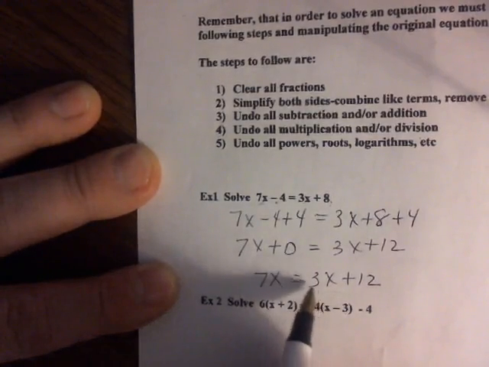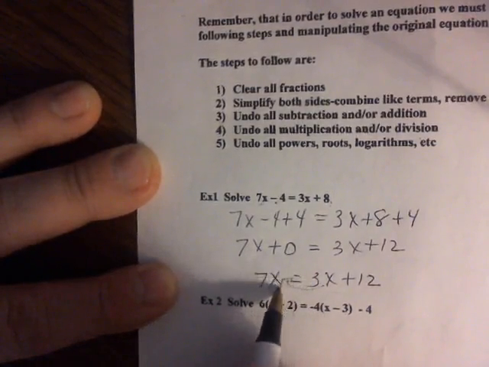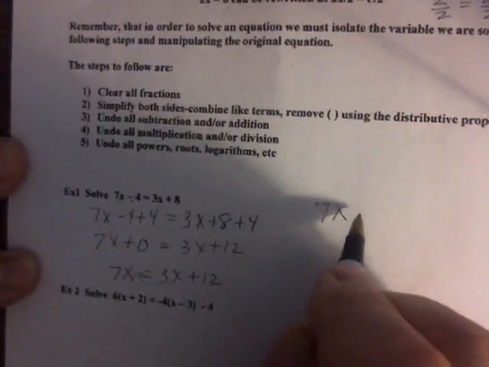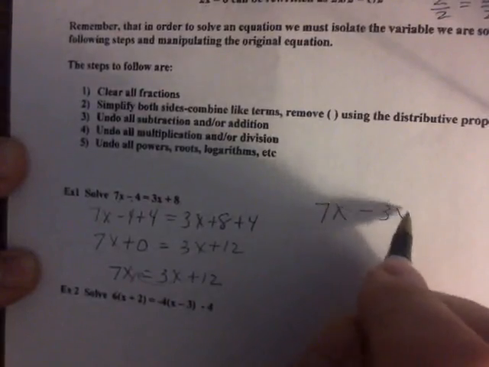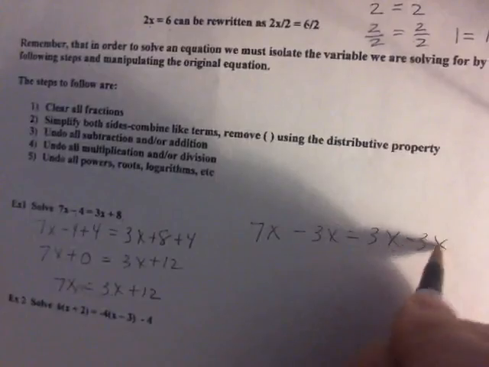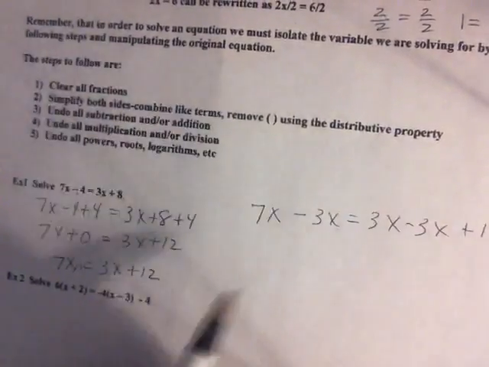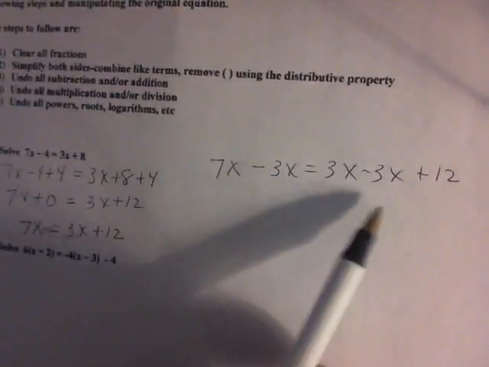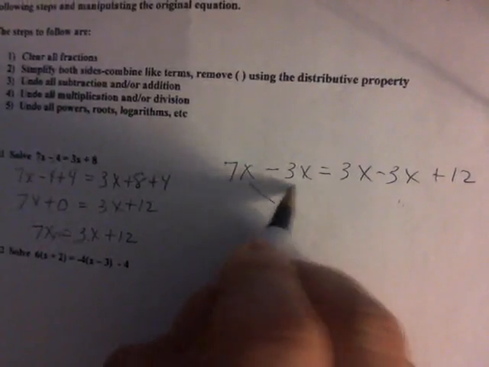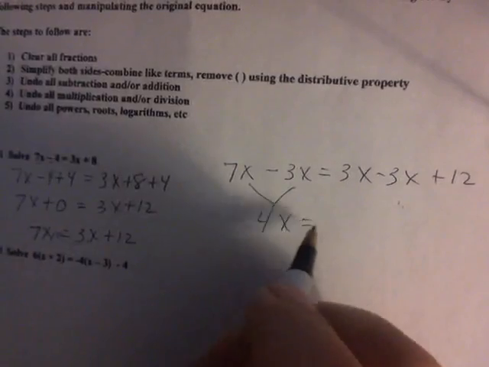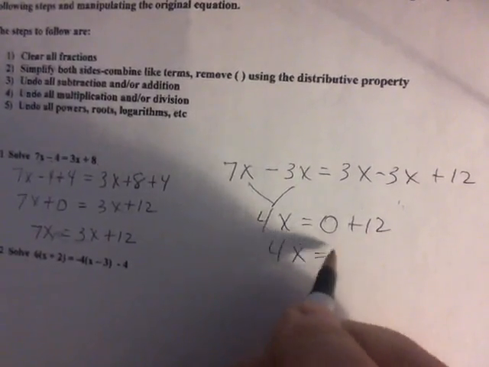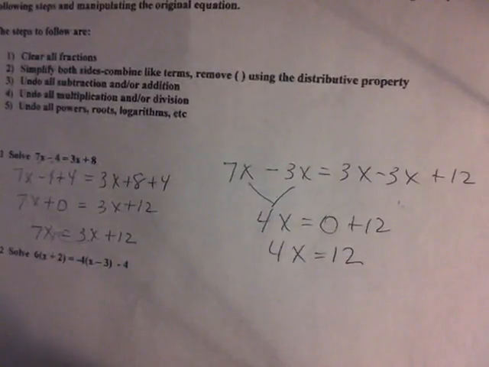Next, I want to take the 3x and bring it over here. Well, in order to do that, I've got to subtract it from the right side. But whatever I do to one side, I've got to do to the other. So if you look here, I subtract 3x from both sides. Simplify, that leaves me 4x. That leaves me 0 plus 12, but we do not write the 0.